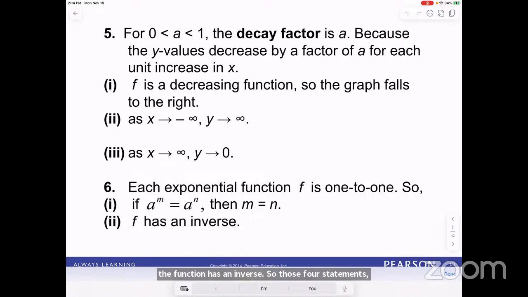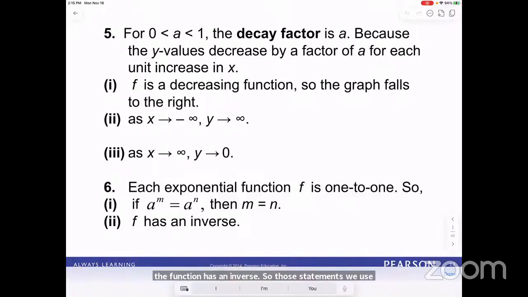So whenever we say 1, we automatically mean the other 3 as well. Let me say them one more time. A function is 1 to 1 is the same as the graph passes the horizontal line test, but that's the same as every y corresponds to exactly 1 x, but that's the same as the function has an inverse. Okay, so those statements we use interchangeably.